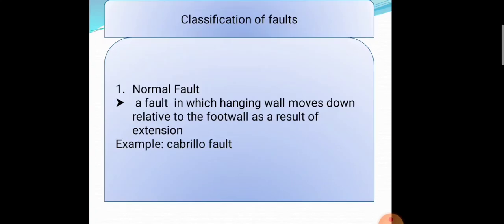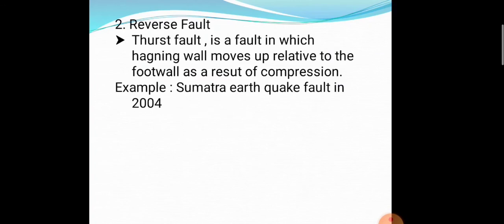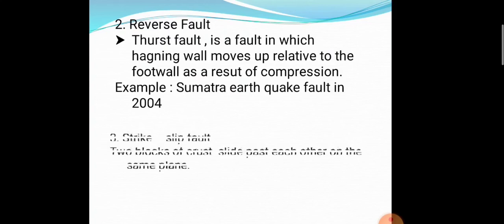So then classification of faults. First is the normal fault, a fault in which the hanging wall moves down relative to the footwall as a result of extension. The example of that is the Cabrillo fault. Next is the reverse fault. A reverse fault is a fault in which the hanging wall moves up relative to the footwall as a result of compression. Example of that is the Sumatra earthquake fault in 2004. And then the strike-slip fault. Two blocks of ground slide past each other on the same plate.